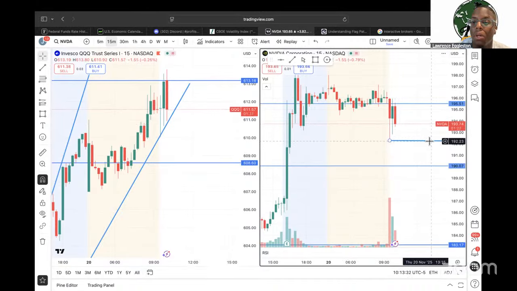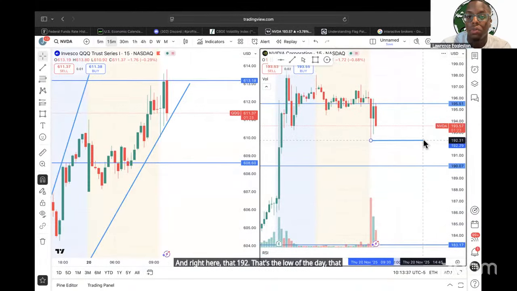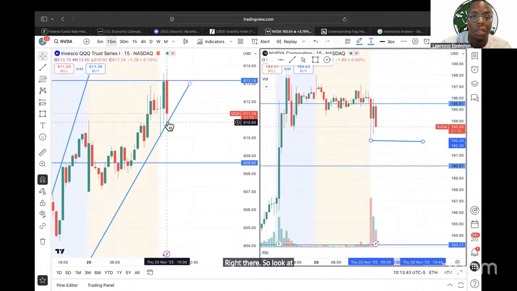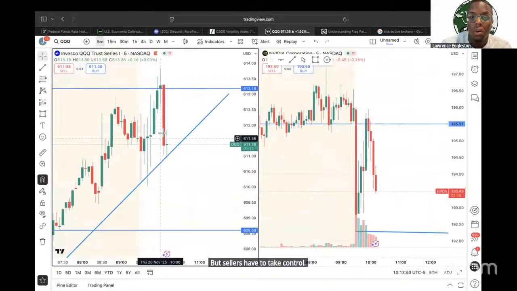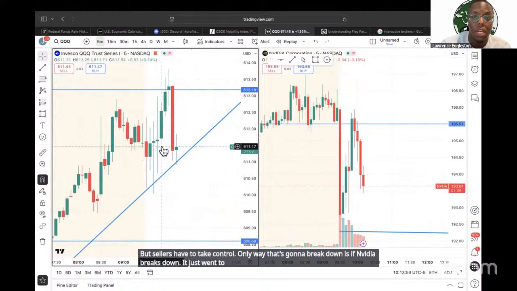And right here, that 192, that's the low of the day. That's what we call it, low of the day, LOD. Right there. So look at these buyers trying to step in here at this 611. But sellers have to take control. Only way that's going to break down is if Nvidia breaks down. It just went to the 5 minute on both sides, 5 minute time frame on both sides, just to zoom in.